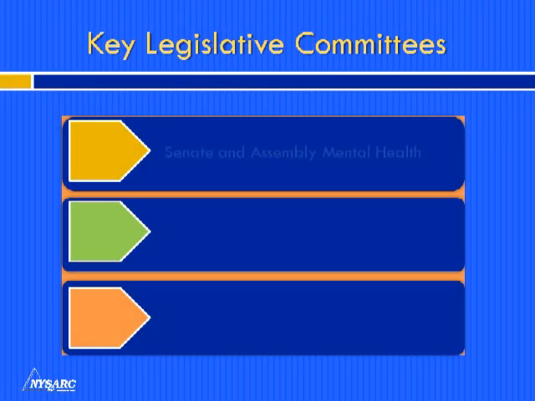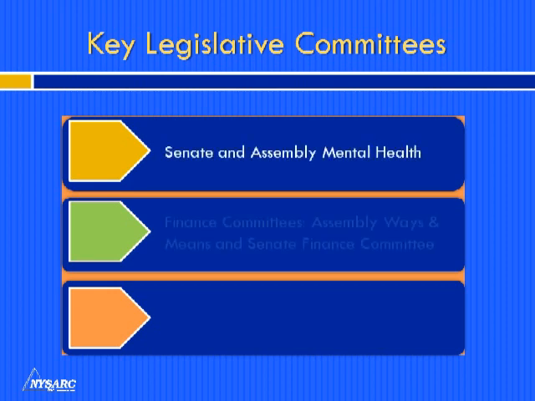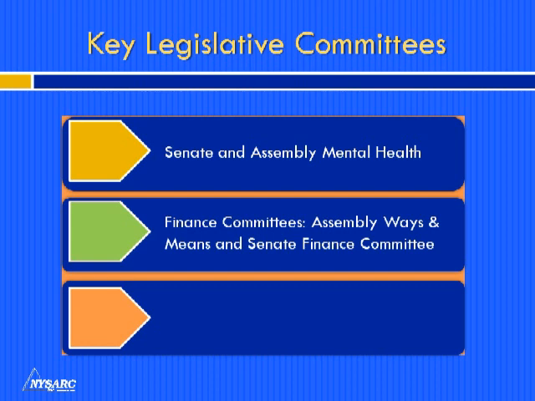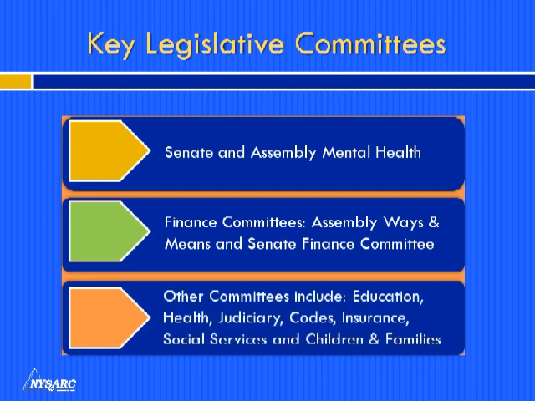Key committees for NYSARC include the Senate and the Assembly Mental Health Committees. For budget issues, the key committees also include the finance committees of both houses. In the State Assembly, that is the Ways and Means Committee. And in the Senate, it's the Senate Finance Committee. We deal with many other committees as well, including Education, Health, Judiciary, Codes and Insurance, just to name a few.